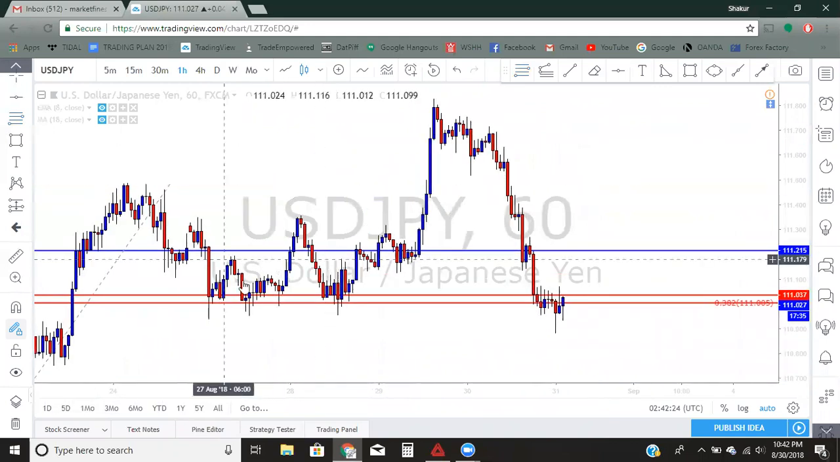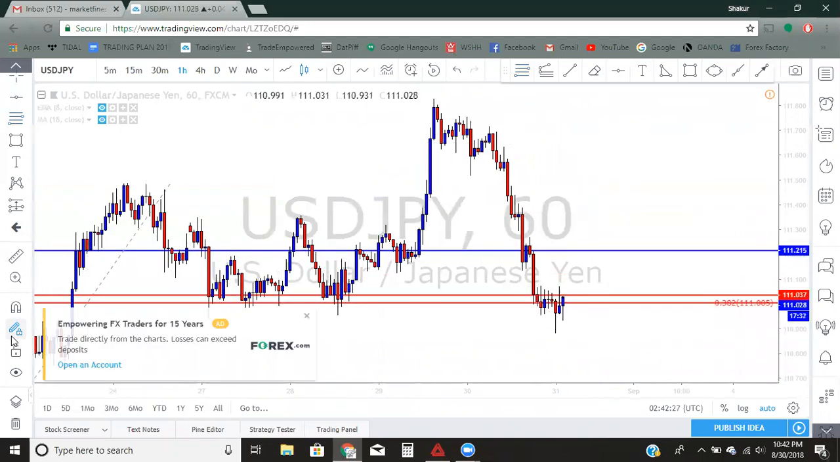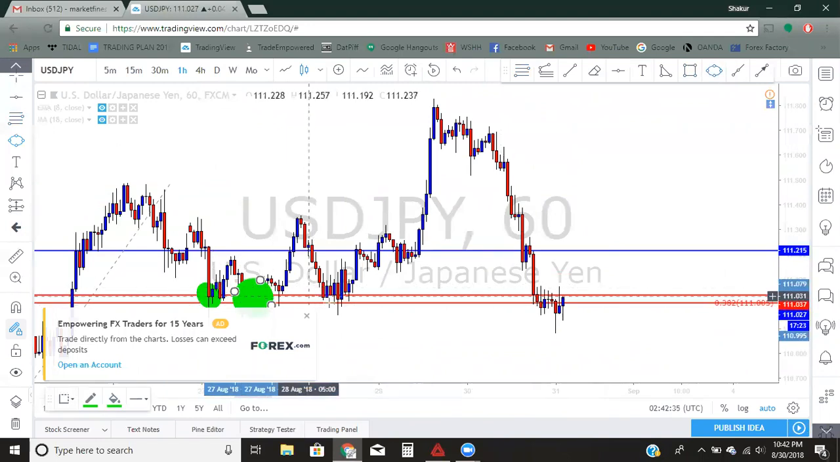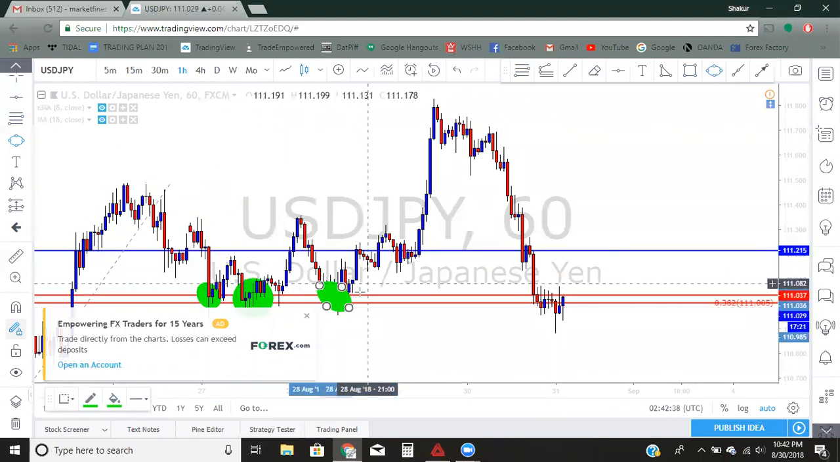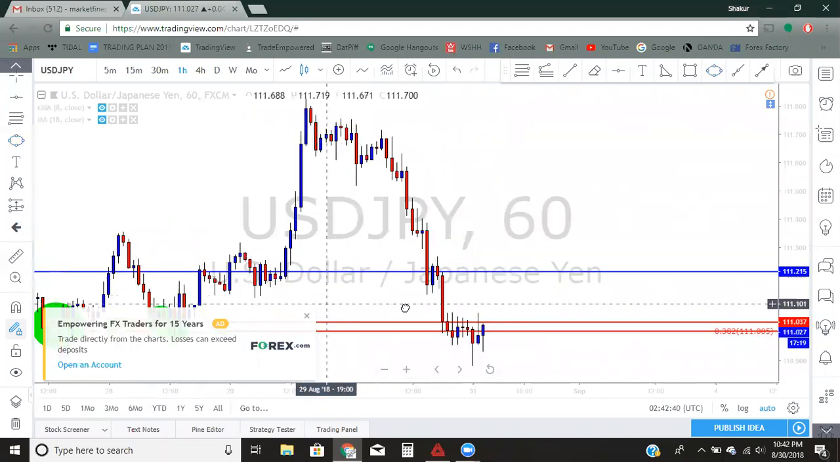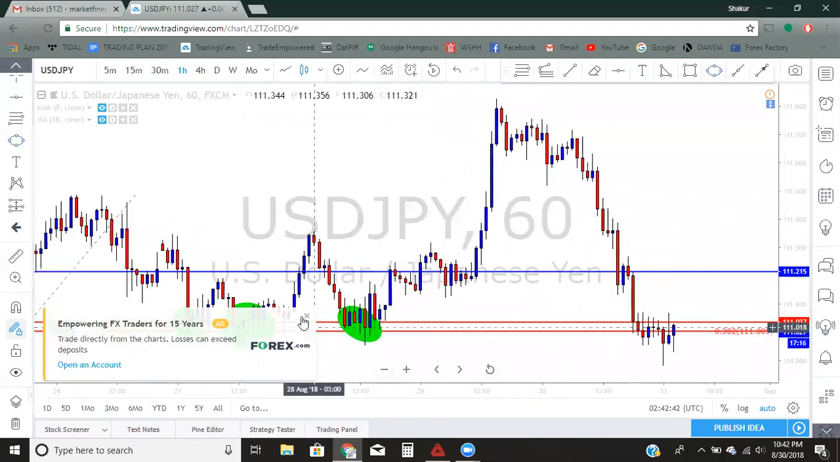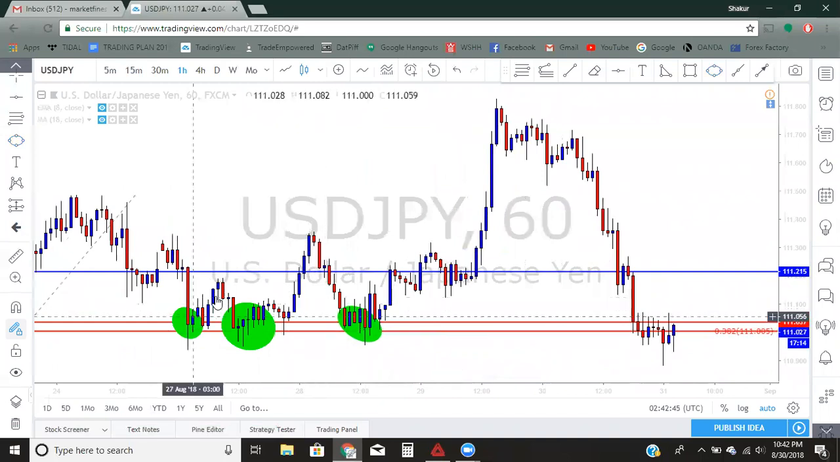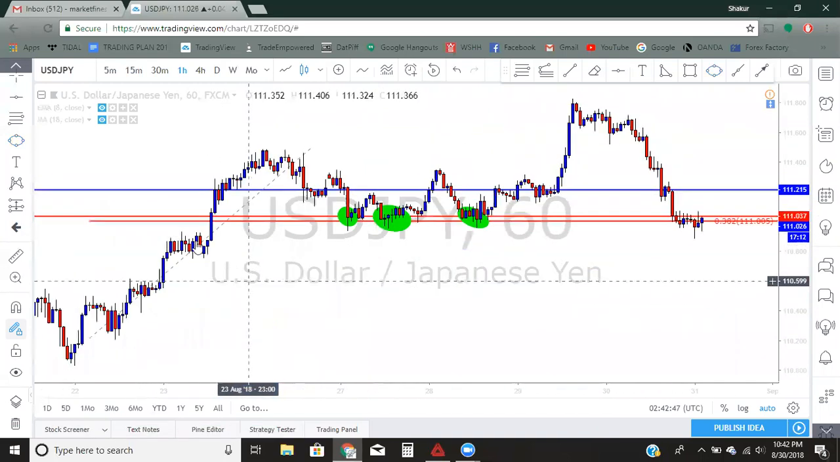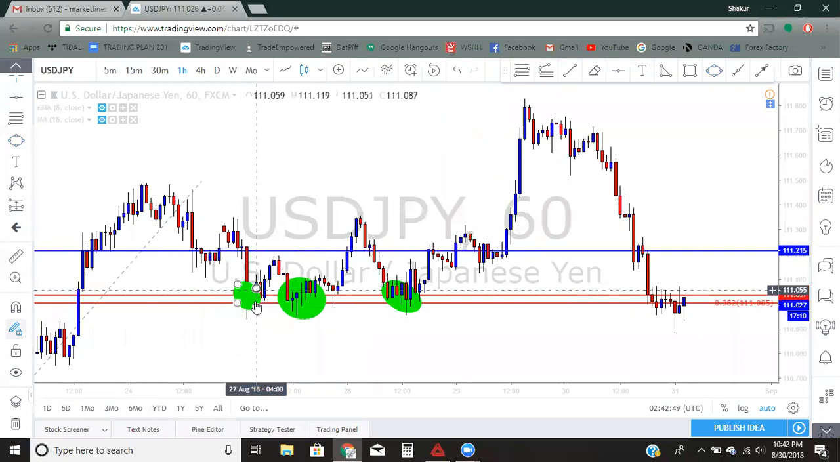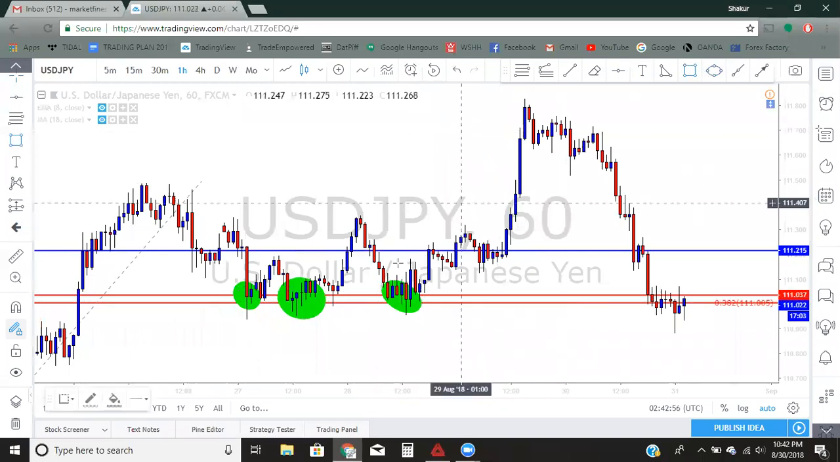Then I started looking. I see that it was respecting that 382. So we had one tap, two, and then the third one. So after this third one, when I was looking at it, I always seen that the market was already bullish. It kept retesting its daily structure. Retest. It was 3 taps on the hour chart. Then on the third retest, we got a bullish engulfing.